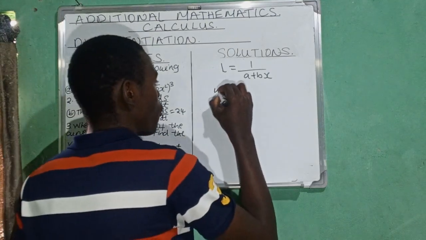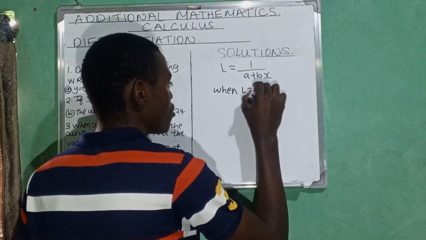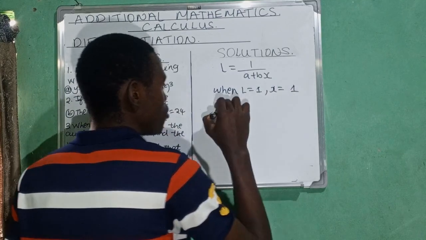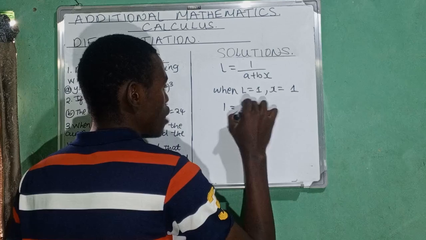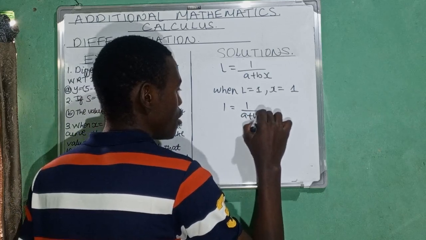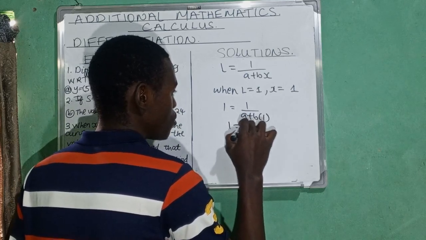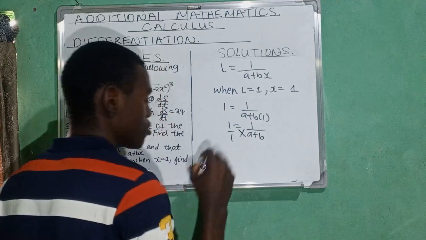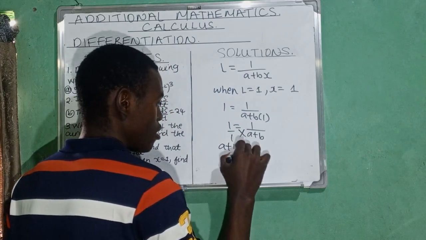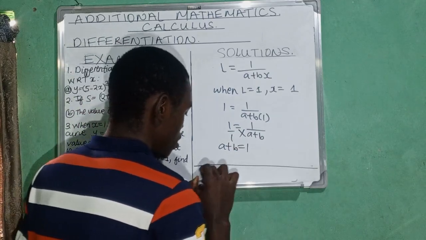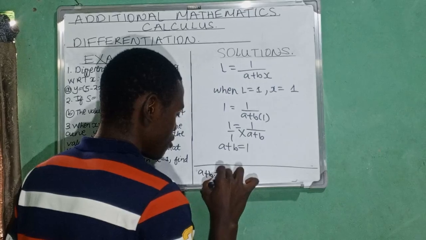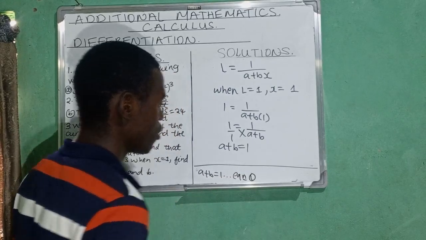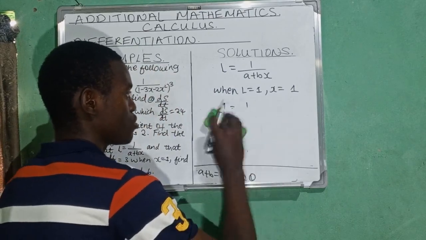We'll say when L is equal to 1, x is equal to 1. So 1 is equal to 1 divided by A plus B multiplied by 1. 1 is equal to 1 divided by A plus B. Then now you cross multiply. A plus B is equal to 1. This is your equation 1. That's easy to find, your equation 1.